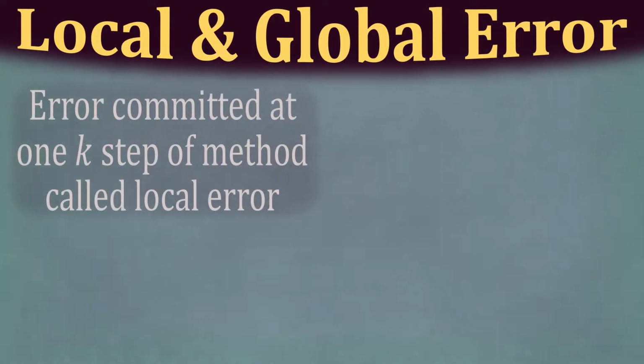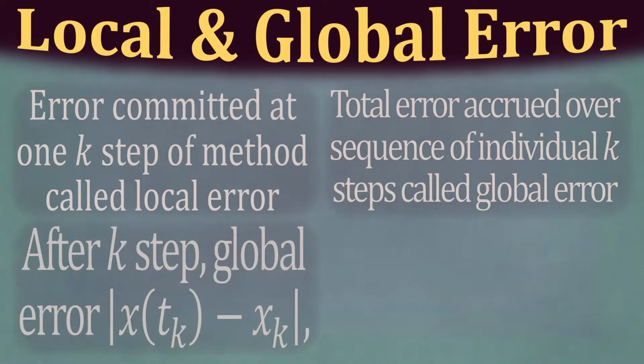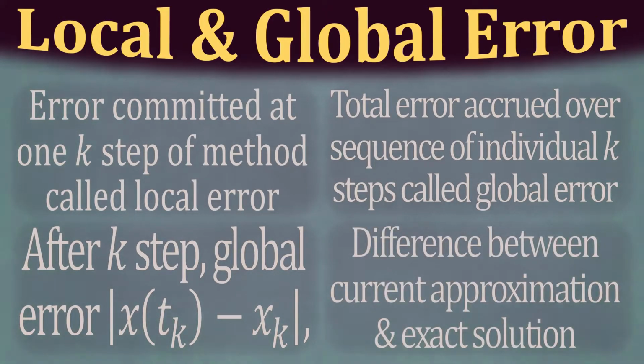Now let's move on to defining local and global errors. The error committed at one k step of a method is called the local error. The total error accrued over a sequence of individual k steps is called the global error. So after k steps, the global error is the modulus of x(tk) - xk. That is the difference between the current approximation and the exact solution.